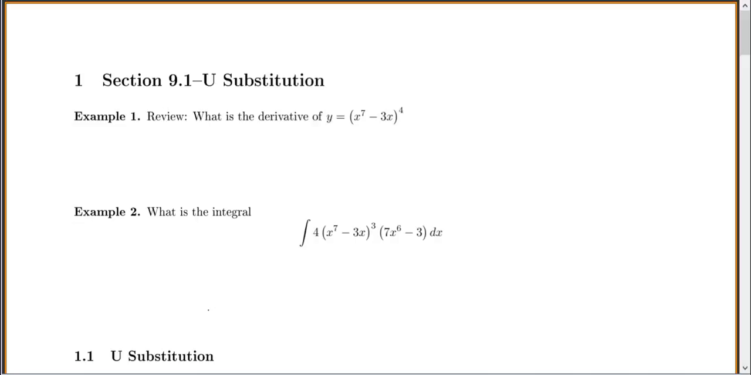In this section, we're going to talk about what's called u substitution. It's probably one of the most useful tools that we have for integrating. So first, let's start by reviewing.